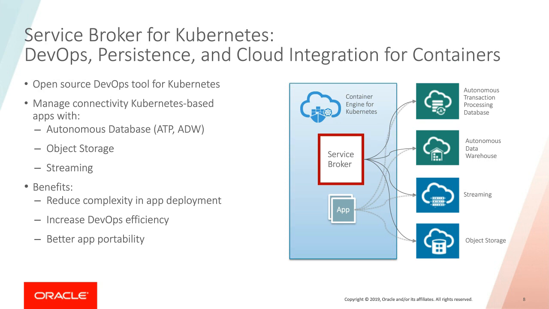Oracle Service Broker is an implementation of Open Service Broker API that you can use in a Kubernetes cluster to provision and bind to OCI services that your application depends on. It includes integrations with key services like Autonomous Transaction Processing Database, or ATP, or our Autonomous Data Warehouse, streaming services, object storage services, with additional integrations on the way. The main key benefit of Service Broker is reducing complexity in the app deployment. So it's very easy to get your OKE microservices talking to other Oracle services as well.